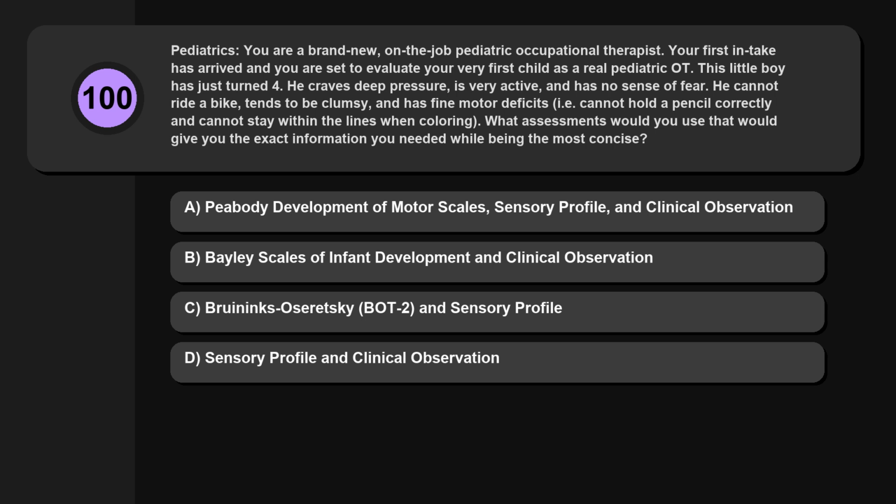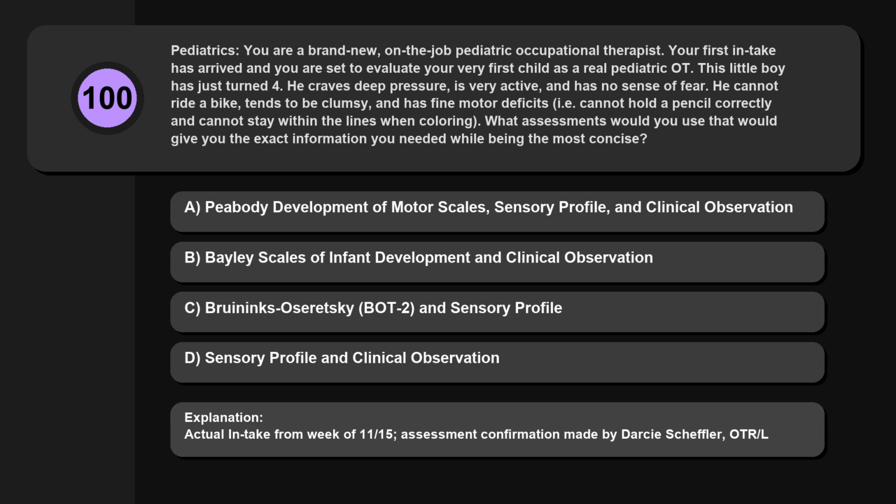What assessments would you use that would give you the exact information you needed while being the most concise? Option A, Peabody Developmental Motor Scales, Sensory Profile, and Clinical Observation. Option B, Bayley Scales of Infant Development and Clinical Observation. Option C, Bruininks-Oseretsky, BOT-2, and Sensory Profile. Option D, Sensory Profile and Clinical Observation. The correct answer is option A. Actual intake from week of 11/15, assessment confirmation made by Darcy Scheffler, author.